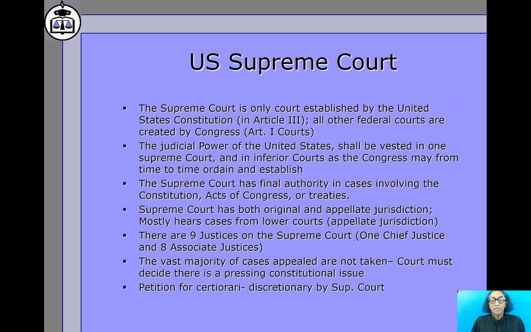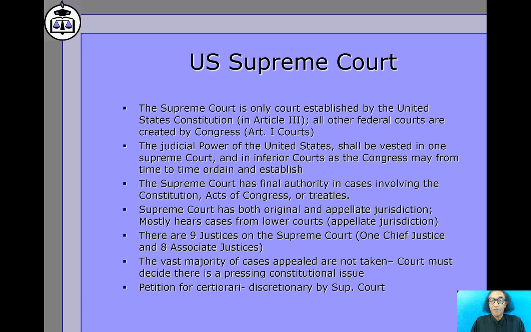Now let's look at the Supreme Court itself. Supreme Court is established in Article 3. That's important to remember because Article 3 defines the judicial power of the United States. And as indicated earlier, all other federal courts are created by Congress.